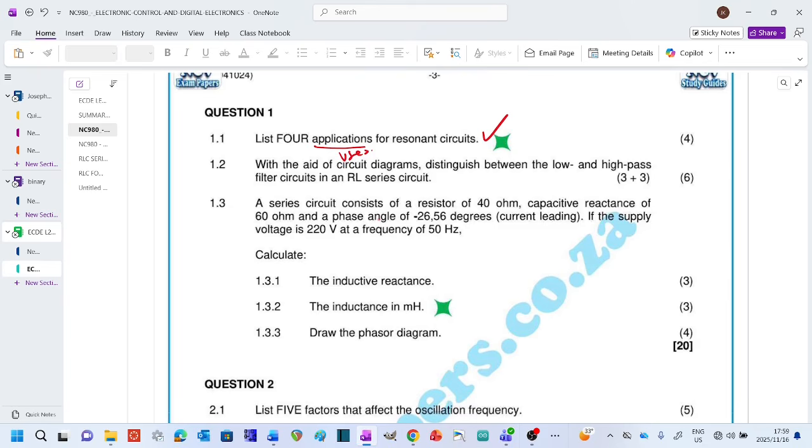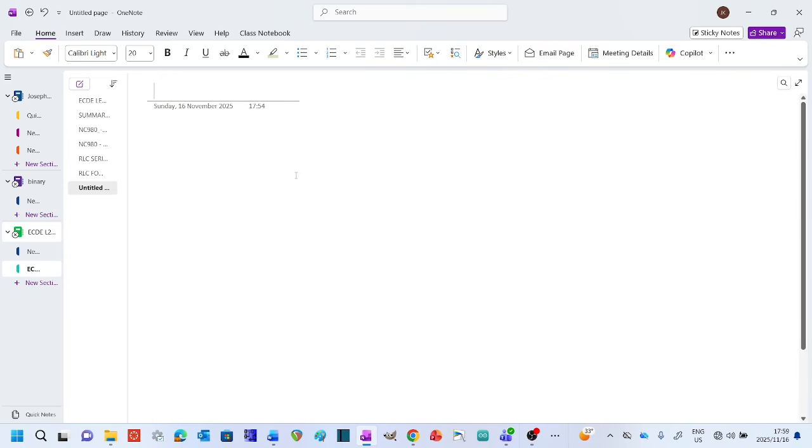So 1.2, with the aid of a circuit diagram, distinguish between the low and high pass filter circuits in an RL series circuit. You see, when you get to a question like this, when they ask you for a low and high pass RL, you don't just study RL. You can also study RC, because you don't know if the same question is going to be repeated or if they're going to switch to RC.